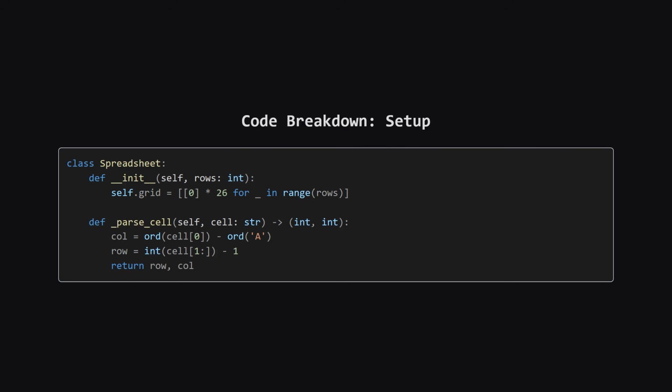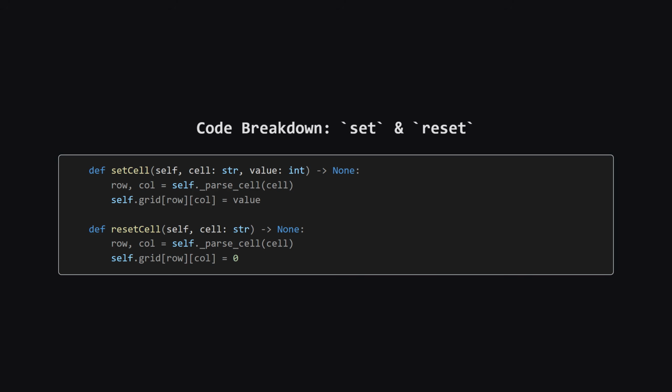First up, the setup. Inside our spreadsheet class, the initialization function creates our grid. It's a list of lists, filled with zeros, with the specified number of rows, and always 26 columns. Then, we have our private helper method, parseCell. This little function is crucial. It takes a string like B3, calculates that B is the first column since A is 0, and that row 3 is actually index 2 because of 1-based indexing. It then returns these coordinates.